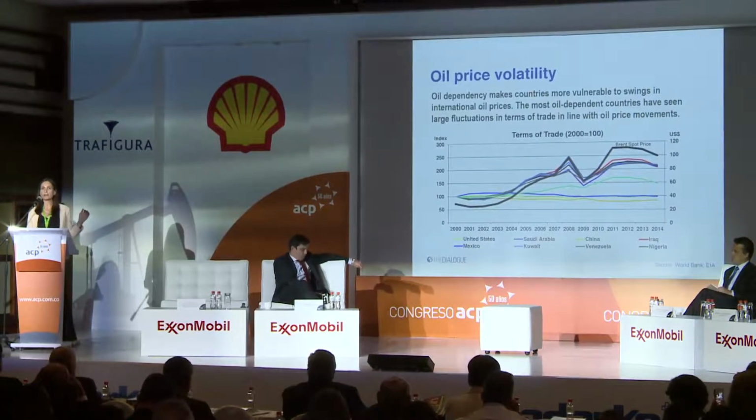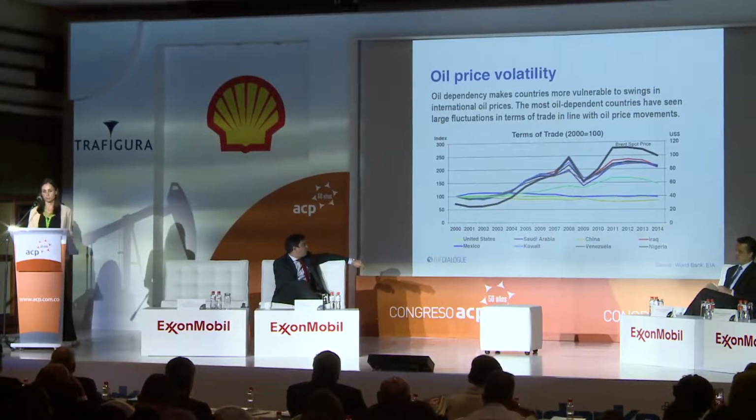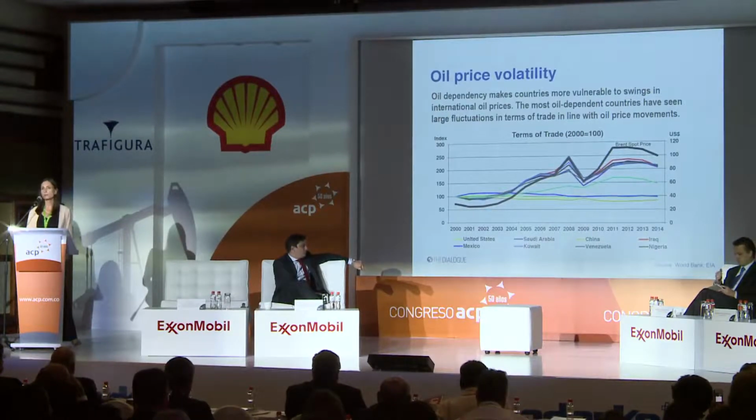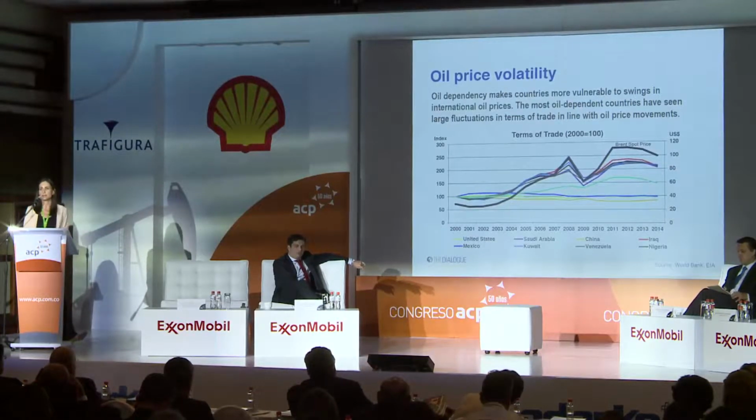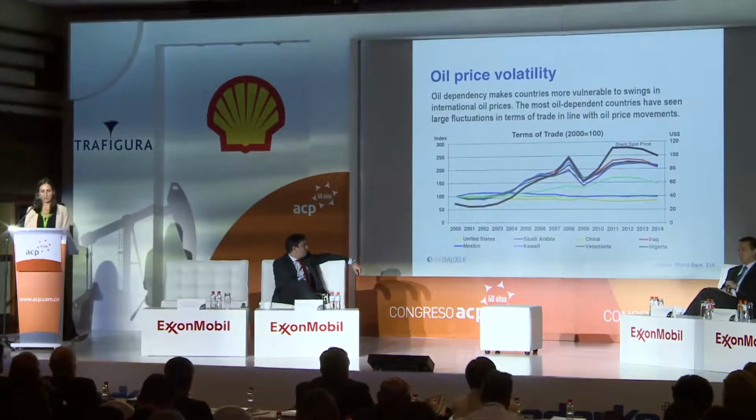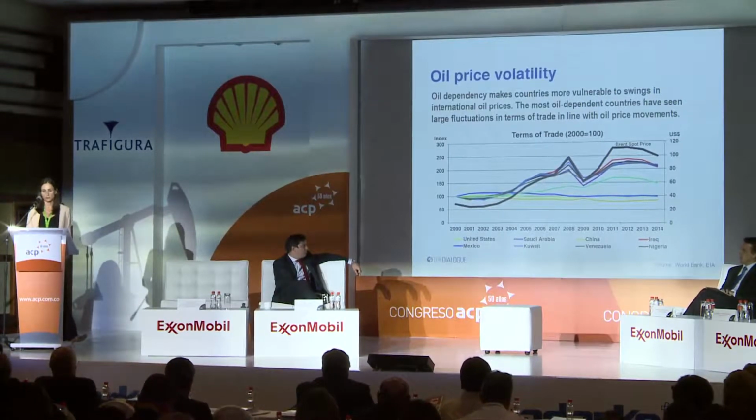Then the countries with the flatter line or more stable terms of trade are the ones that are more economically diversified, like the US, China, and Mexico. And Colombia is the line that's in the middle, so it's seen some fluctuations, but not nearly to the extent of the really oil-dependent countries.